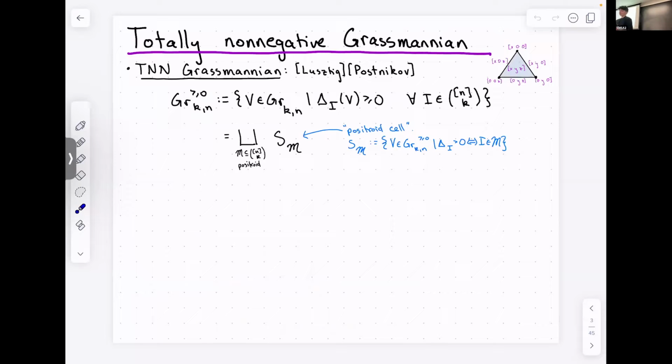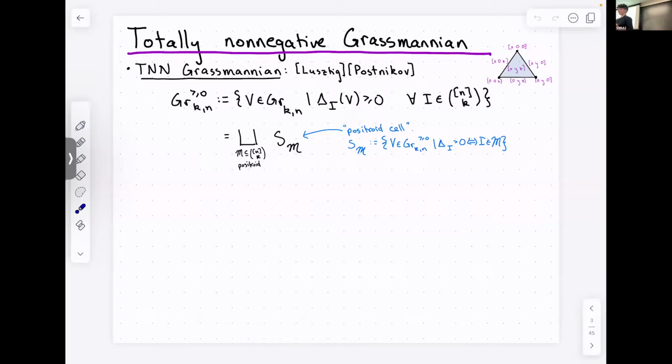Each one of these strata is called a positroid cell. Again, I'm just collecting all those points in the TNN Grassmannian with a prescribed zero, non-zero pattern of Plücker coordinates. The word positroid was coined by Alex Postnikov. It's a portmanteau of positively realizable and matroid. And each one of these strata is actually a cell, so it's homeomorphic to an open ball, just like we saw in the simplex case. This was proved by Postnikov using his definition that these were positroid cells, and by Konstanze Rietsch using Lusztig's definition.